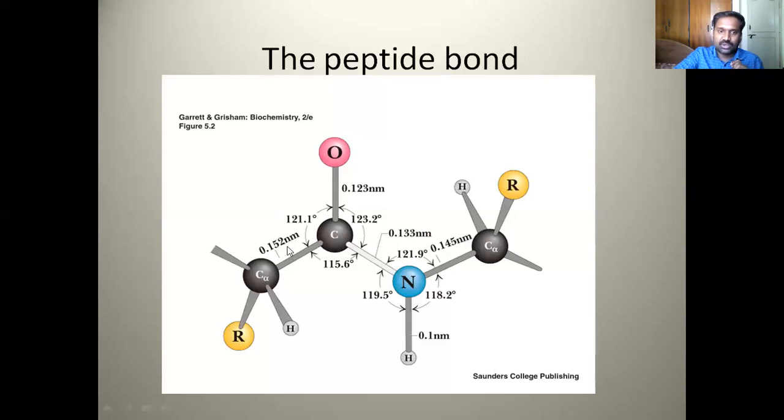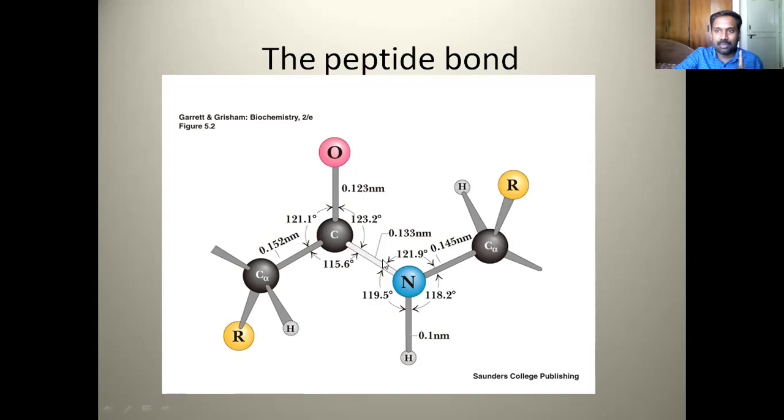So you should do the analysis. You should turn these bonds and see what conformations are possible. But luckily enough, or fortunately, at least to make our analysis and understanding easier, this CN bond is not free to rotate.